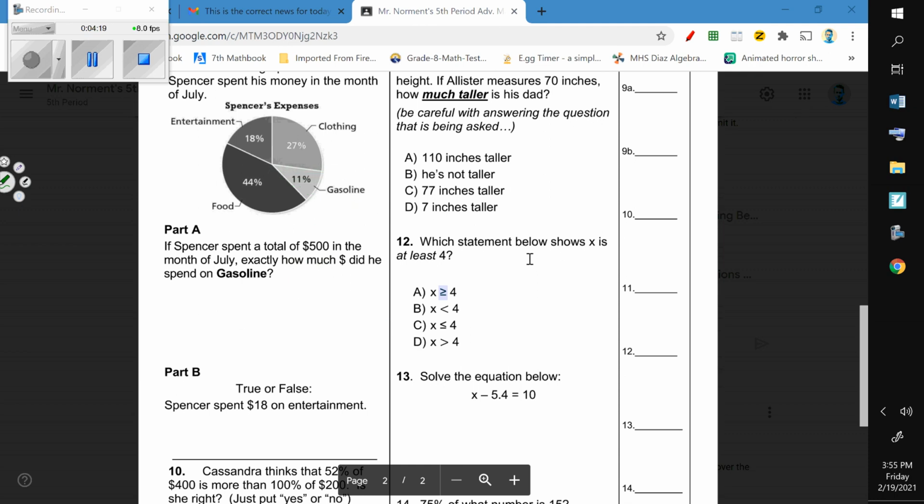Now, next question is asking true or false. So if you missed it, I'm not going to give you a second chance. But he did not spend $18 on entertainment. He spent 18%. Now, 18% of 100 is $18, but it's not 100 he spent in July. It's 500. So he did not spend $18. He spent 18%.